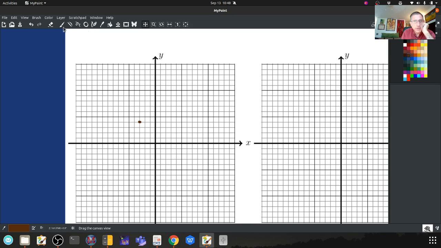So what I'm going to do is I'm going to go up 6. Here's my center, so I'm going to go up 6. 1, 2, 3, 4, 5, 6. I'm going to put a point right there. I'm going to go over 6. 1, 2, 3, 4, 5, 6, right there. I'm going to go down 6. 1, 2, 3, 4, 5, 6. And I'm going to go over 6. 1, 2, 3, 4, 5, 6.